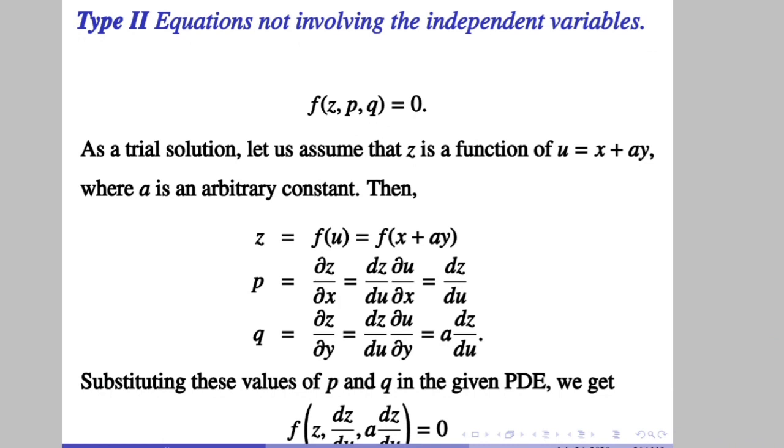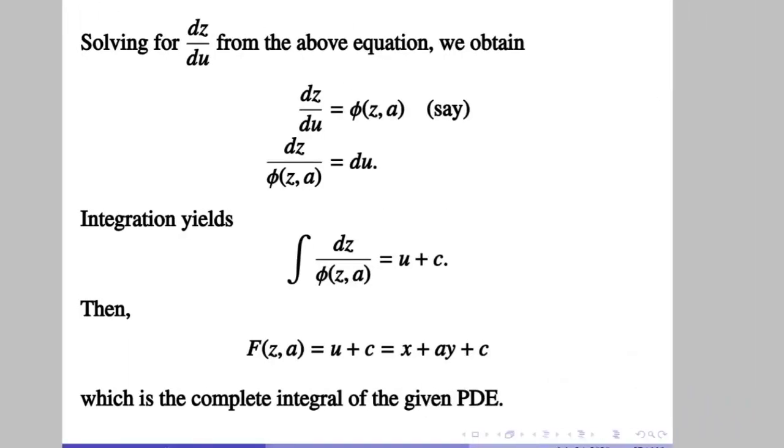The next type is f of z, p, q. In this case, q is equal to ap. See, p is equal to dou z by dou x, q is equal to a into dou z by dou x. So it is nothing but q is equal to a into p. So simply you substitute, you can find the value of p in terms of x, y, z, and then we are substituting in the total derivative. We are getting the solution of this form.